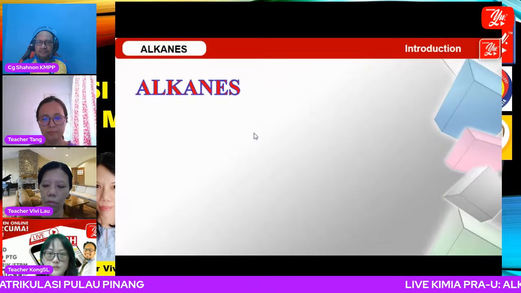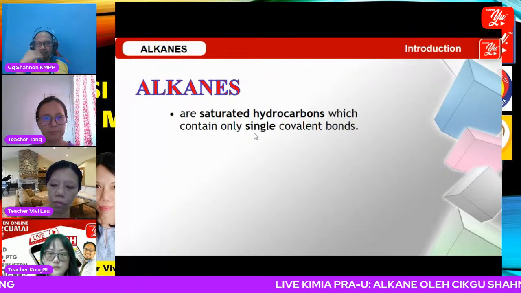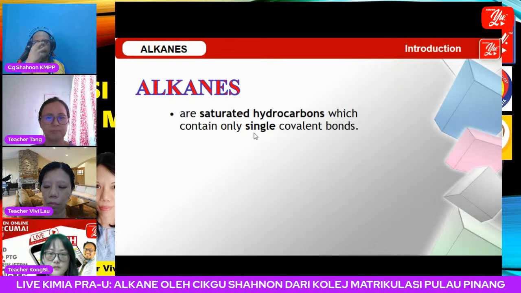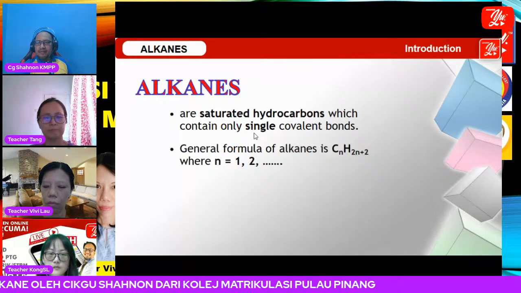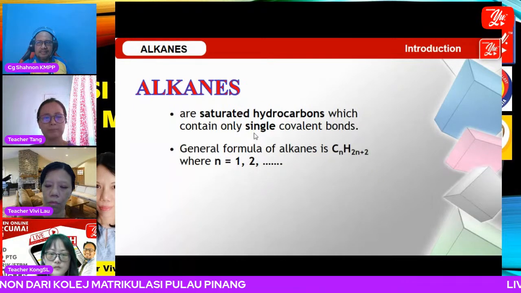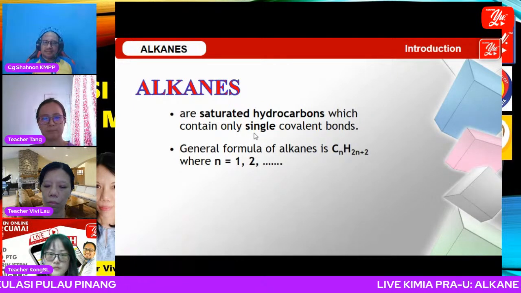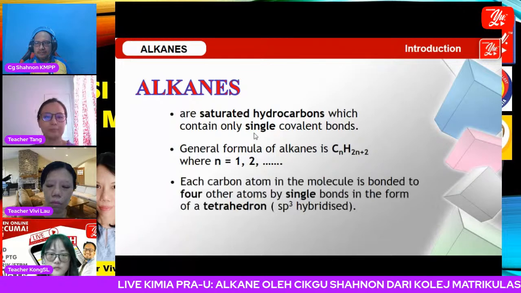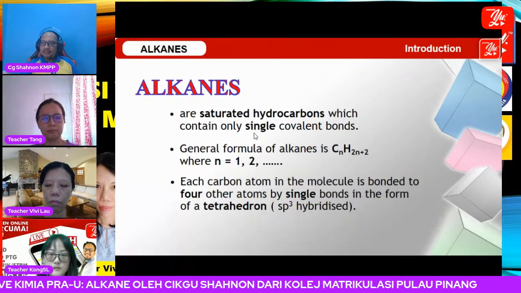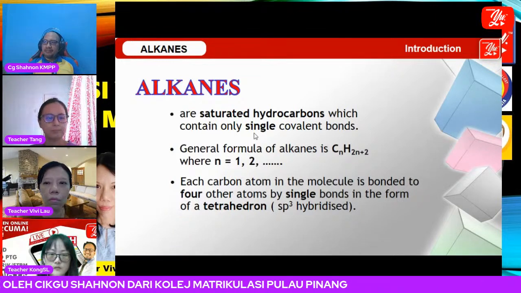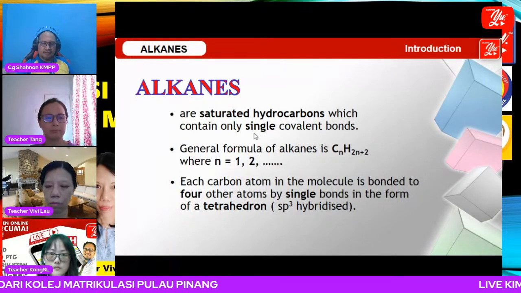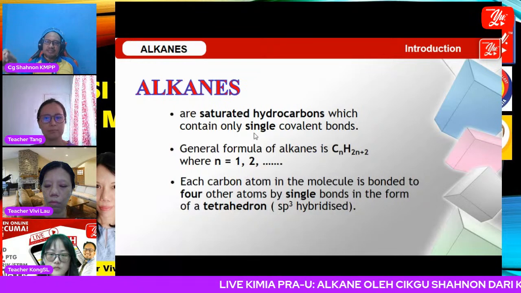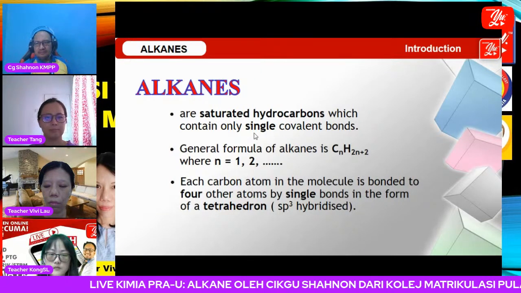Now we go to the alkanes. Alkanes are saturated hydrocarbons, which contain only single covalent bonds. The general formula of alkane is CnH2n+2, where n starts from 1, 2, 3, 4, and so on. Each carbon atom in the molecule is bonded to 4 other atoms by single bonds in the form of a tetrahedron, and each carbon in alkane is sp3 hybridized.